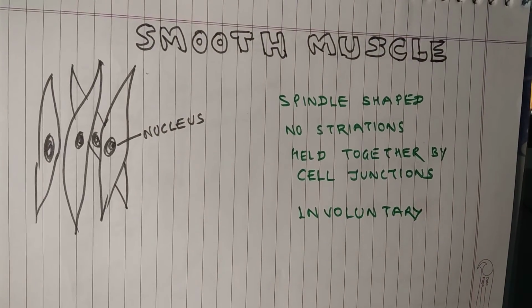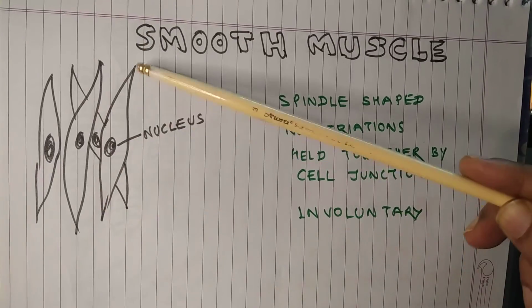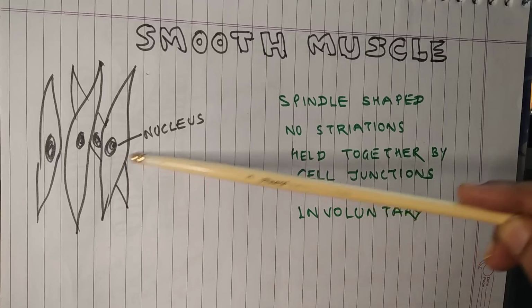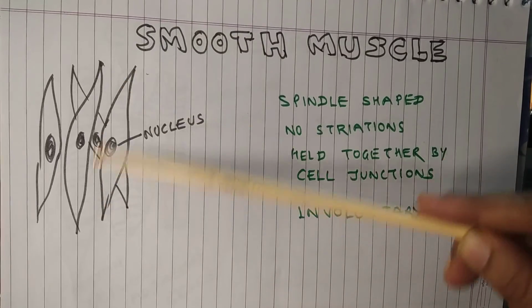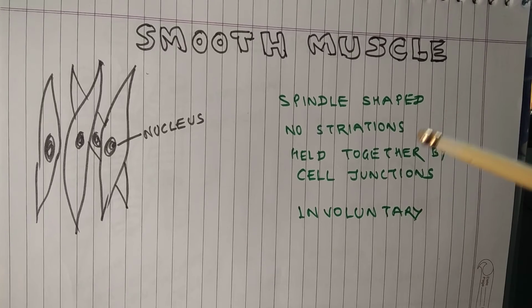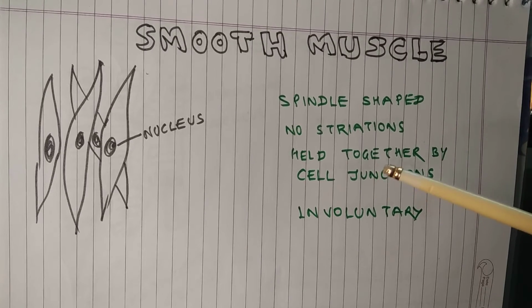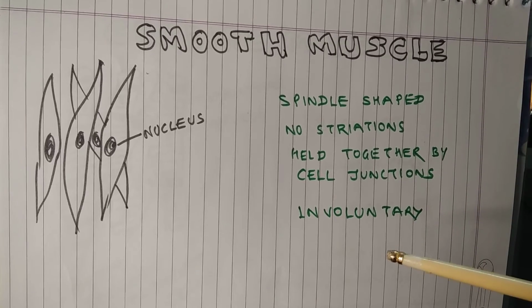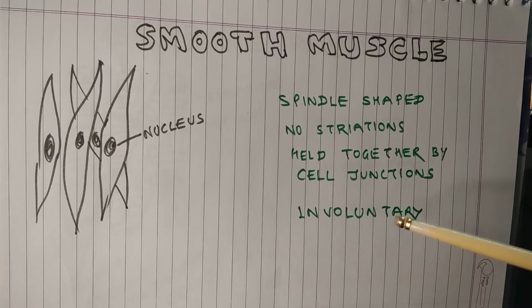Smooth muscle is spindle shaped, which means it is pointed at the ends and wide in the middle. So this is a smooth muscle cell. This is nucleus. There are no striations in smooth muscles, and many smooth muscles are held together by cell junctions. Smooth muscles are involuntary in nature, so we cannot control the function of smooth muscles at our will.